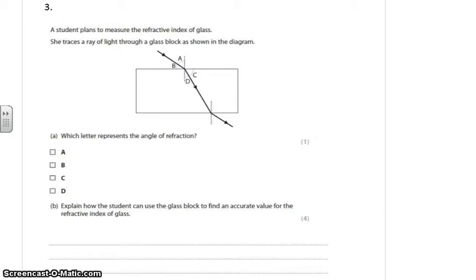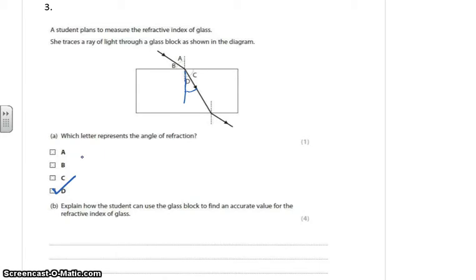Okay, question 3. Which letter represents the angle of refraction? If we look here, as the ray goes from the low optical density air into the high optical density glass, it gets refracted towards the normal. So that's narrowed it down to these two angles. The angle of refraction is always measured between the normal and the ray. So that one's D.